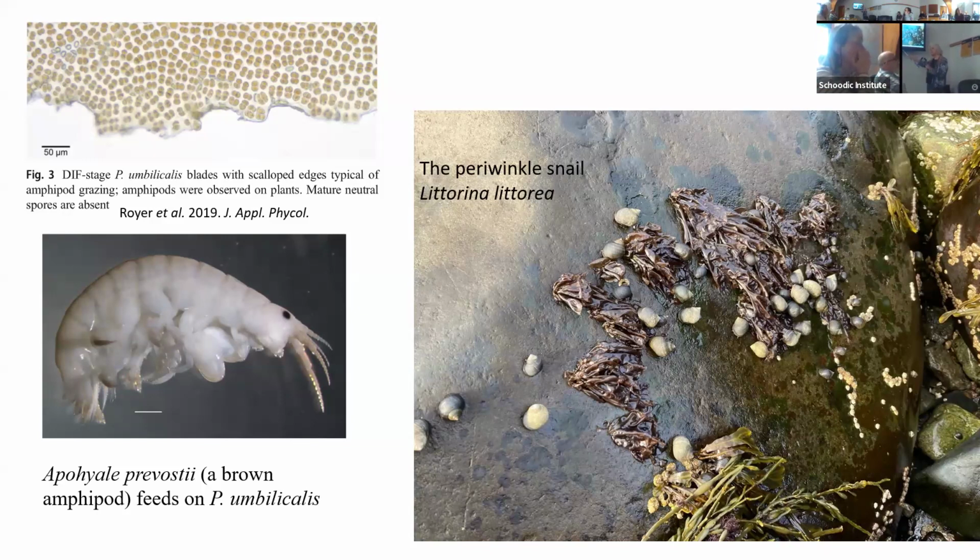But there is one particular amphipod that in the spring really starts to chow down on Porphyra because it's beginning to be stressed and is not growing well. And so it's a sort of easy prey, but still very nutritional for the amphipods. And so this one particular amphipod does that. And you can see that instead of having lots of little neutral spores ready to release, it's a raised edge.